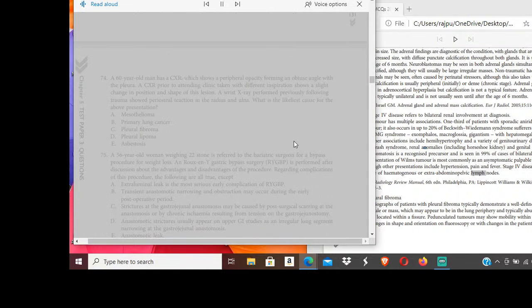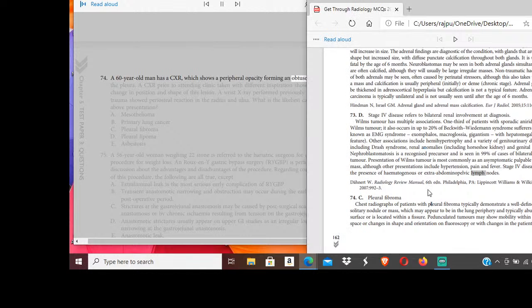131. 74. A 60-year-old man has a CXR, which shows a peripheral opacity forming an obtuse angle with the pleura. A CXR prior to attending clinic taken with different inspiration shows a slight change in position and shape of this lesion. A wrist X-ray performed previously following trauma showed periosteal reaction in the radius and ulna. What is the likeliest cause for the above presentation? A. Mesothelioma. B. Primary lung cancer. C. Pleural fibroma. D. Pleural lipoma. E. Asbestosis.